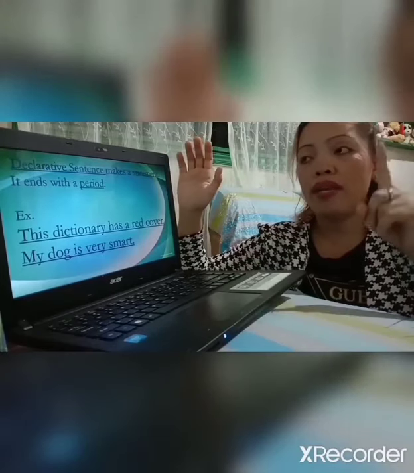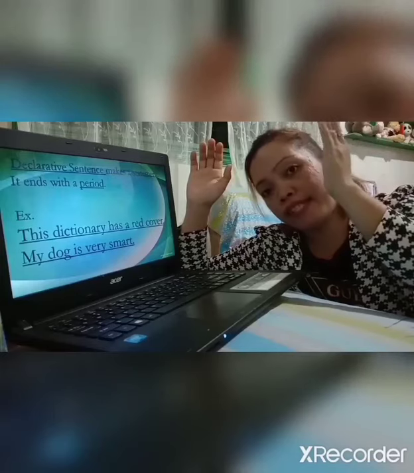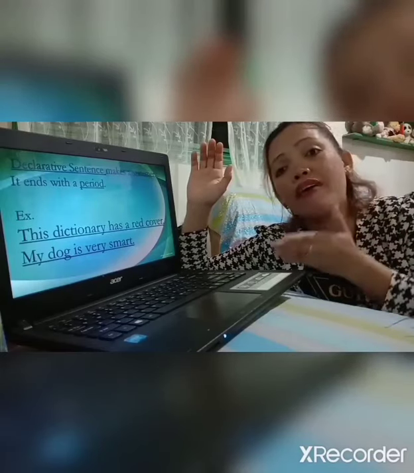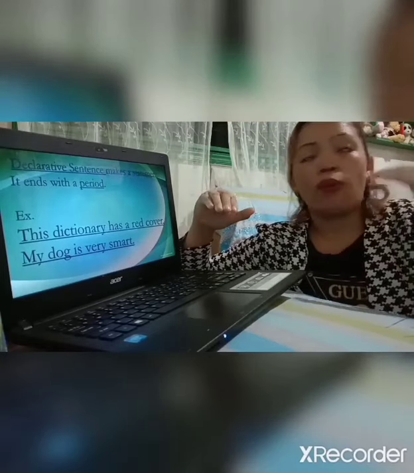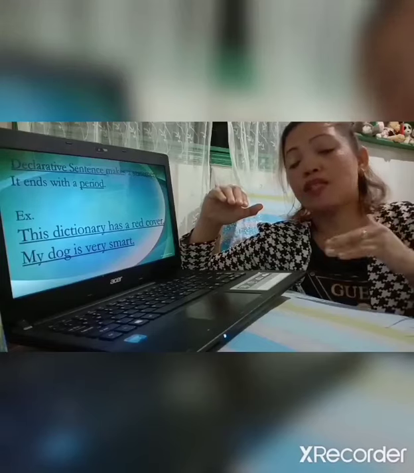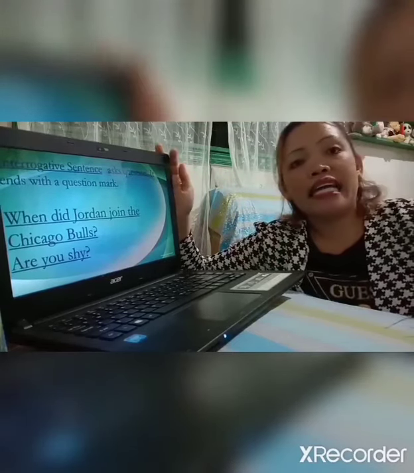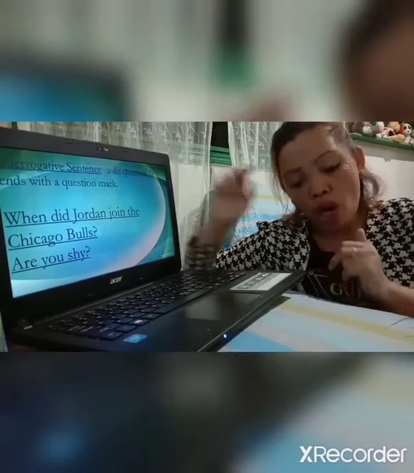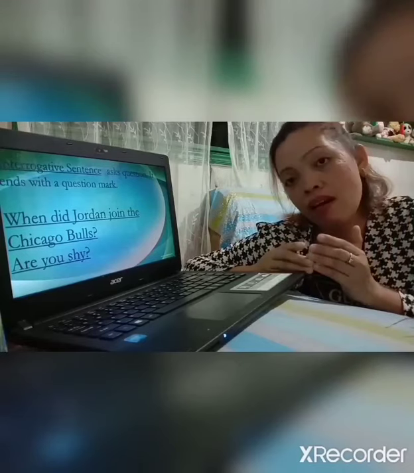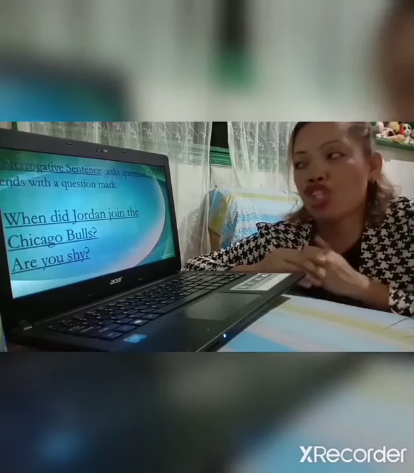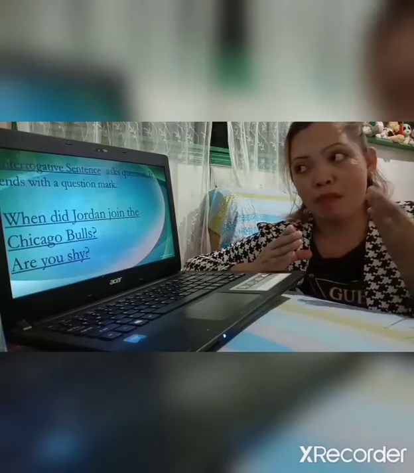Again, one of the kinds of sentences is the declarative sentence. When we say declarative sentence, it is simply stating. Then the punctuation mark used is a period at the end, of course. Next, we have the interrogative sentence. If we say interrogative sentence, it asks a question. When you ask a question, it ends with, of course, a question mark.